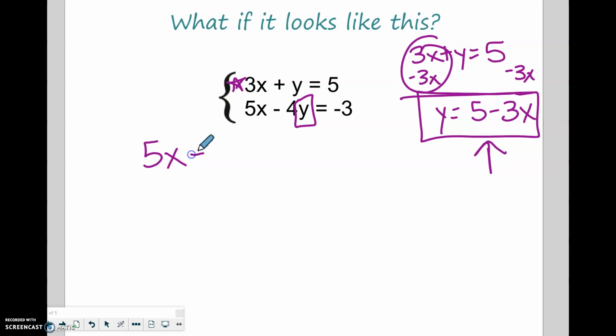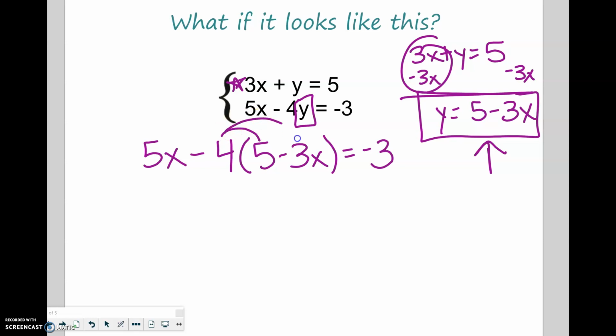So I'm going to replace this y with 5 minus 3x because that's what I found right here, that y is equal to 5 minus 3x. So 5x minus 4, replacing the y with 5 minus 3x, equals negative 3. Remember, the reason why we want to do this is because now I can solve this equation since there's only one variable, x, in it. So I'm going to distribute. The negative 4 times 5 is negative 20. Negative 4 times negative 3x is a positive 12x.